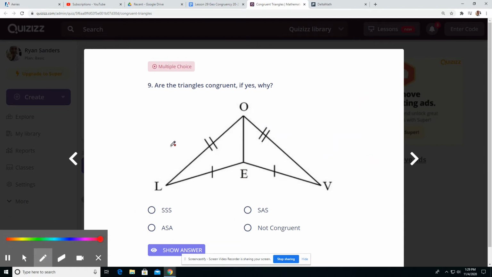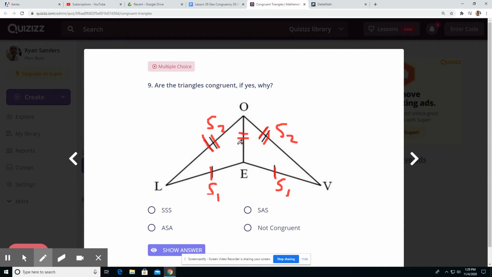Are the triangles congruent? If so, why? Well, we got side 1, side 1. We got side 2, side 2. And the reflexive side, side 3, they're sharing that side. So by side, side, side, I've said them a lot already. I encourage you to keep practicing them if you struggle with it. By side, side, side, they are congruent, exactly the same.